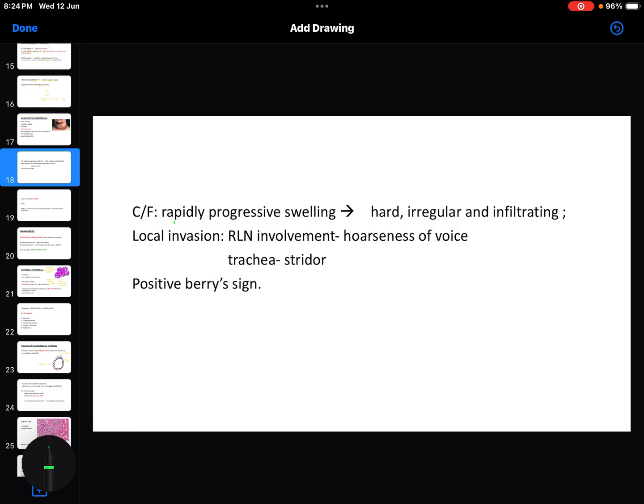The patient will present with rapidly progressive thyroid swelling. That swelling will be in front of the neck, it will be rapidly progressive and the consistency will be hard, irregular and infiltrating. It will infiltrate the nearby structures, hard in consistency. So the differential diagnosis for this anaplastic, because of this consistency, is Riedel's thyroiditis. Riedel's thyroiditis will also be hard in consistency.